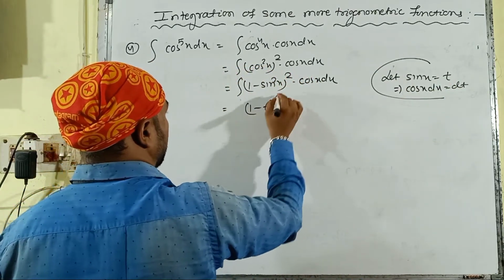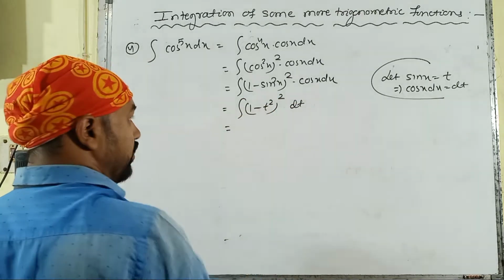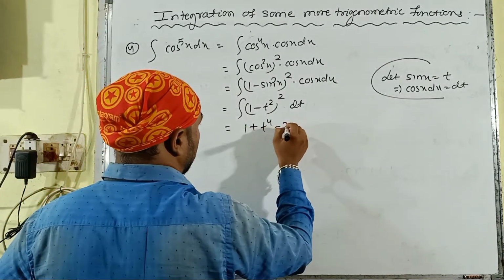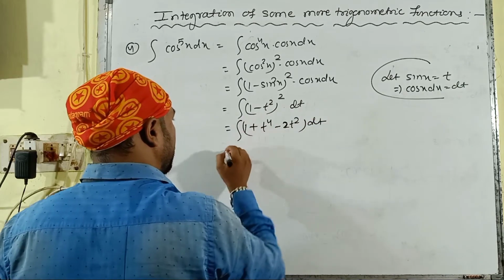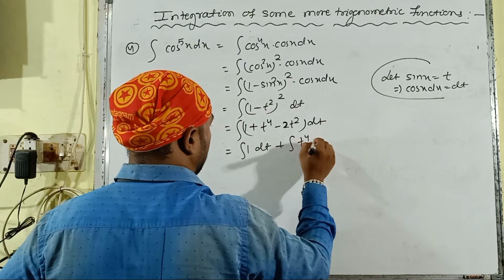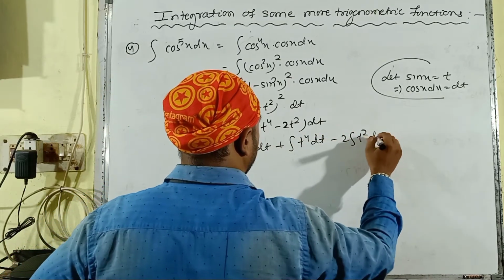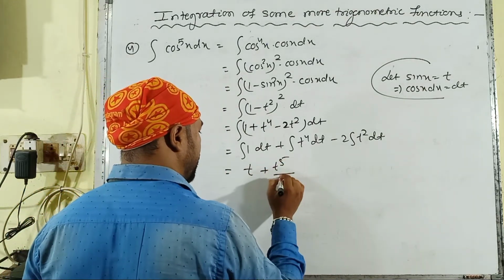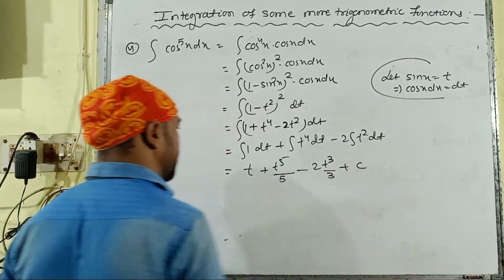whole square of 1 minus t square dt. Then by using the algebraic identity here, it is 1 plus t to the power 4 minus 2t square dt. Then it is integral of 1 dt plus integral of t to the power 4 dt minus 2 multiplied with the integral of t square dt. Then it will be t plus t to the power 5 divided by 5 minus 2t cube divided by 3 plus any constant c.